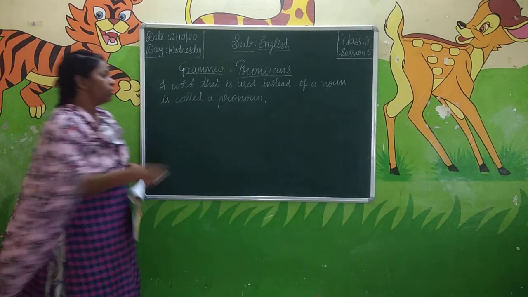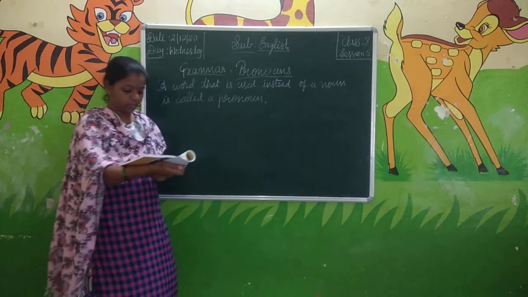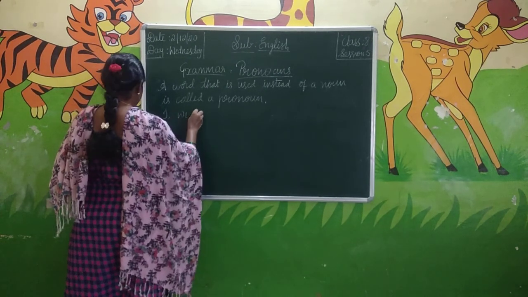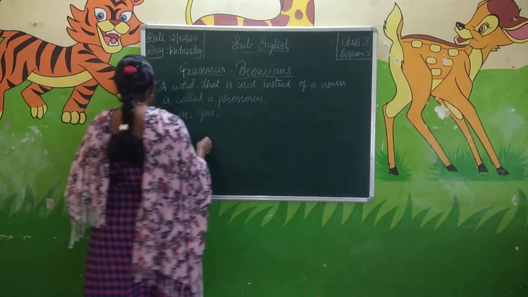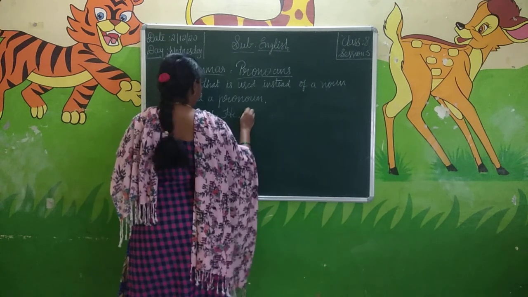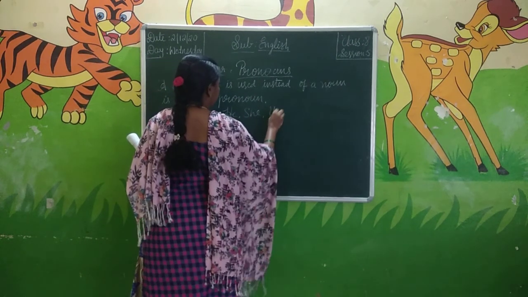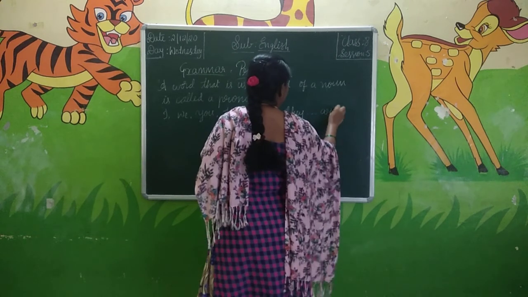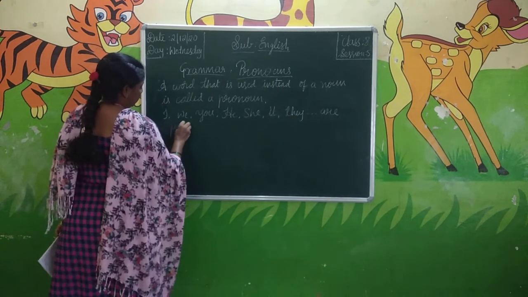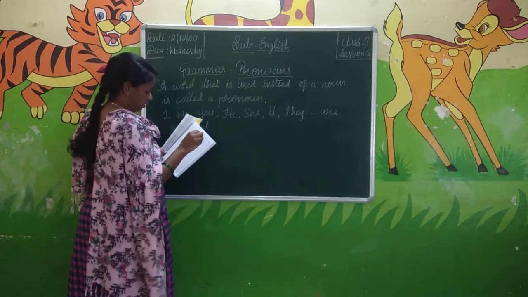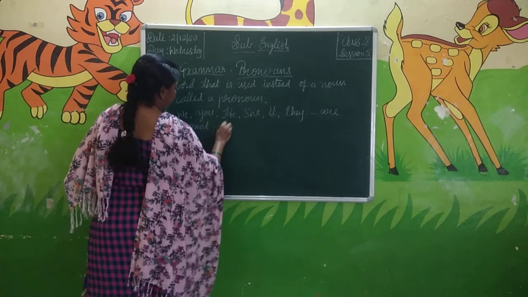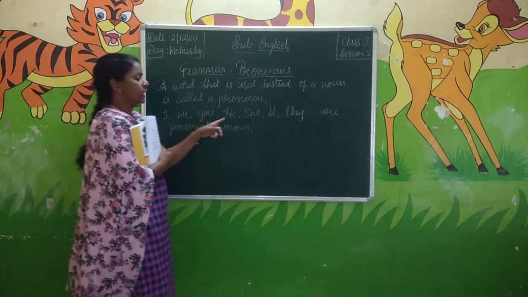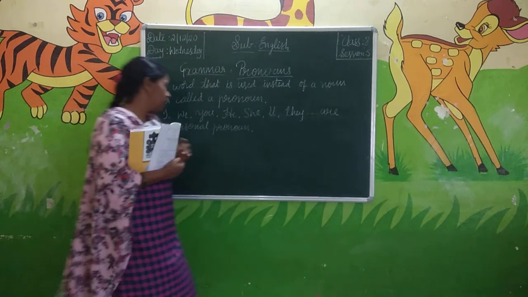A word that is used instead of a noun is called a pronoun. I, we, you, he, she, it, they. All these are personal pronouns.